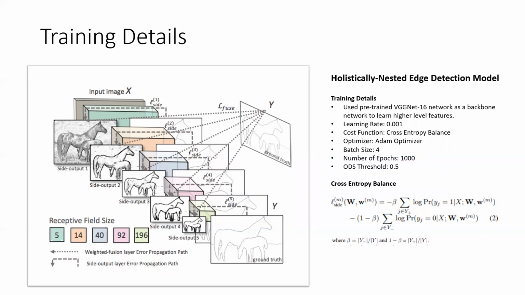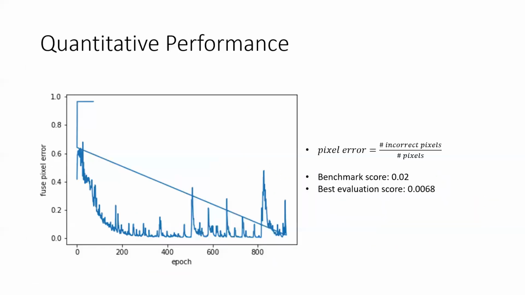For the edge probability map, I used an optimal data set scale with a threshold of 0.5. For the ODS, accuracy was determined by simply getting the pixel error rate. That is the number of incorrect pixels divided by the total number of pixels for the dataset. As shown on screen, the model received a score of 0.0068. As a reference, a score of 0.02 represents a score if all the pixels were marked as negative.